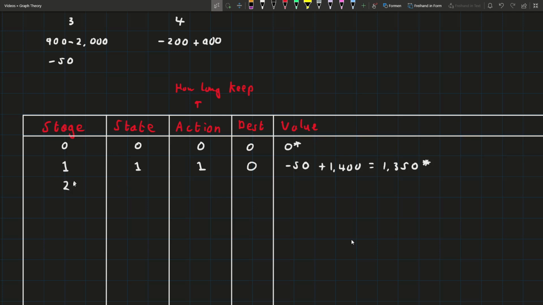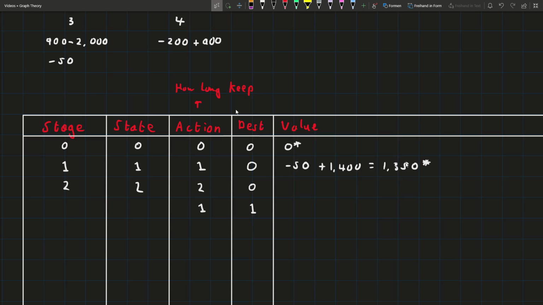If we have 2 years left, we can keep it for 2 years, or we can keep it for 1 year. Actually, sorry, the 2 and the 1 are meant to be here, because that's the action we're doing, how long we're keeping it for. The stage and the state are the same. Again, these questions are kind of weird. In which case, here we'd have 0 years left, and here we'd have 1 year left.